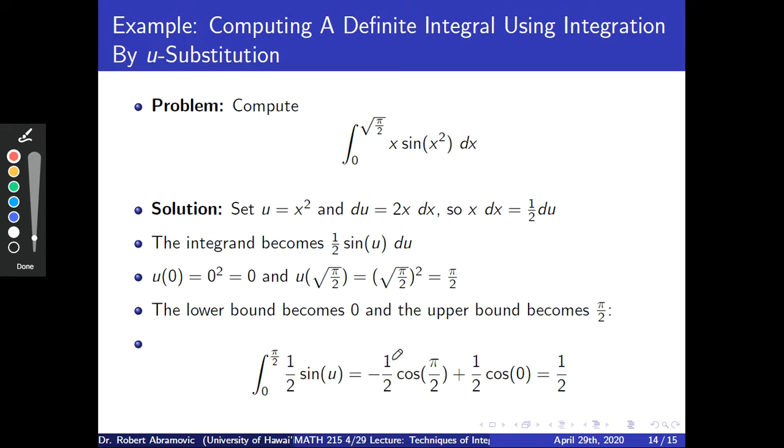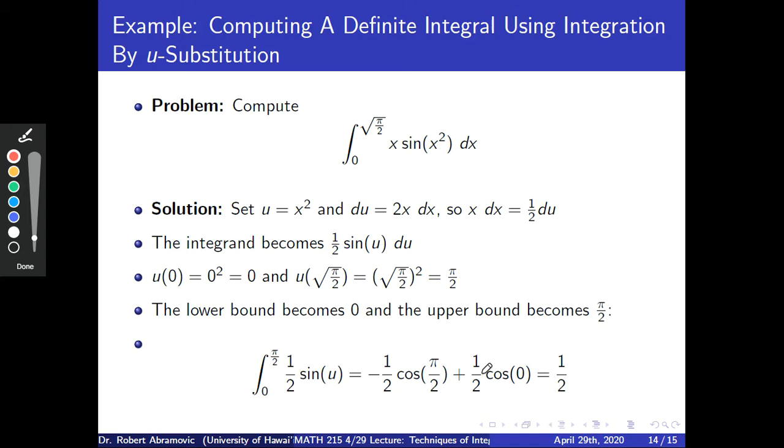Now, why do we have this negative 1/2 cosine of pi over 2? Well, remember, an antiderivative of 1/2 sine of u is negative 1/2 cosine u. We evaluate negative 1/2 cosine u at pi over 2, and we evaluate negative 1/2 cosine u at 0. When you plug in the upper bound to the antiderivative, we get negative 1/2 times cosine of pi over 2. When you plug in the lower bound to the antiderivative, we get negative 1/2 times cosine of 0.